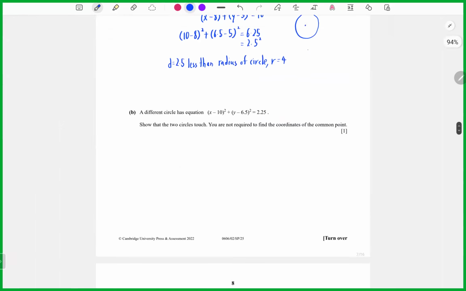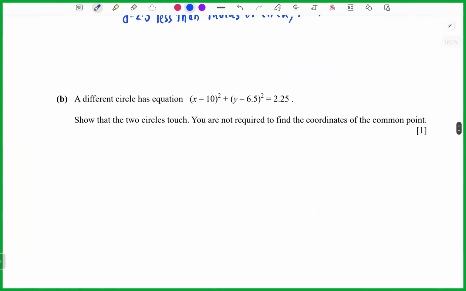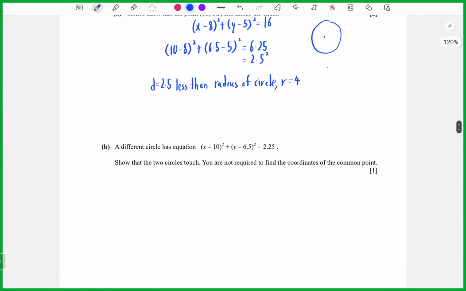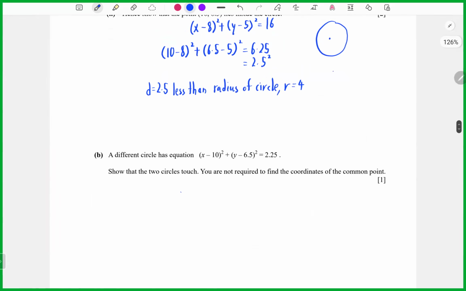Let's see part B. A different circle has the equation (x - 10)^2 + (y - 6.5)^2 = 2.25. Show that the two circles touch. You are not required to find the coordinates of the common point. This is your 1 mark only. So how do you need to find it? I just try to label it out.